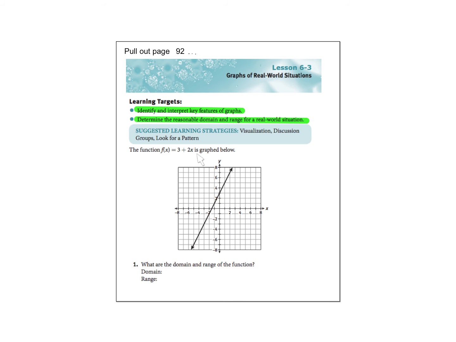Again, we have a linear function, right? We can see it has arrows on the ends. There's no endpoints. I want you to go ahead and write down the domain and range of this function. Pause the video and then press play to resume and tell me what you got.